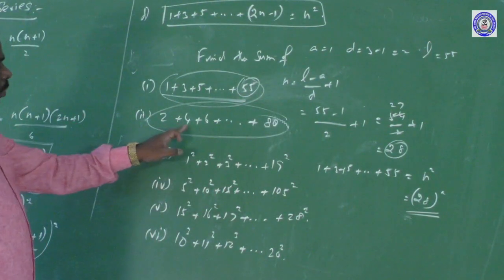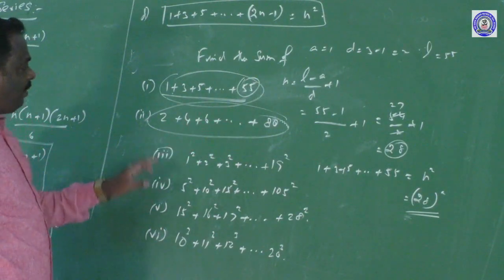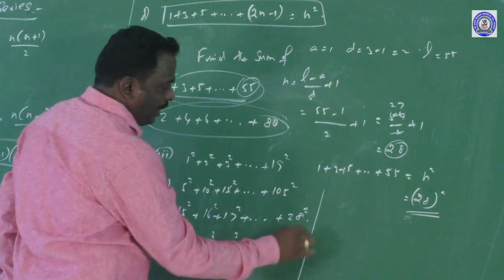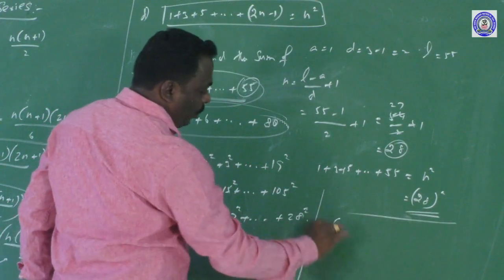2 plus 4 plus 6 plus etc. up to 8 is given, and in each term 2 is common. We can take 2 out commonly.